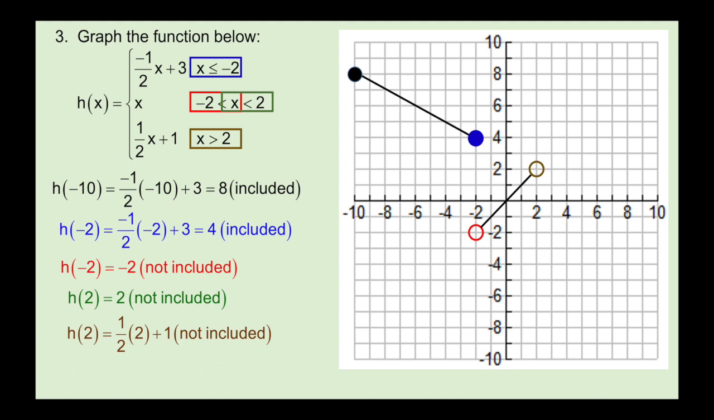And then finally, I'm going to plug in 10. So half of 10 is 5, and 5 plus 1 is 6, and that is going to be included. And we're going to assume that these endpoints are always filled in unless otherwise stated in these regions. So I can go ahead and plot that, and now I'm going to connect these 2 endpoints.